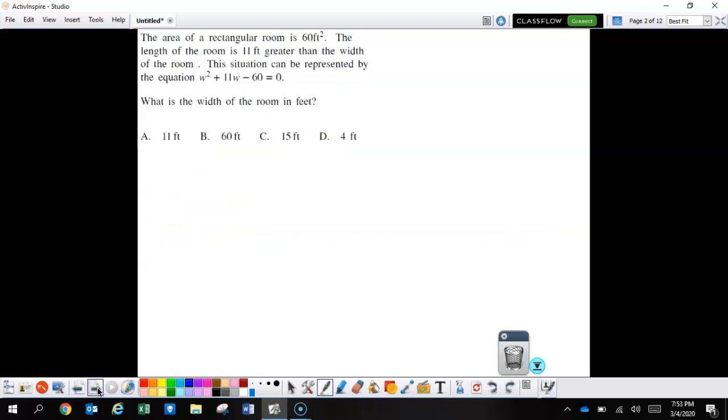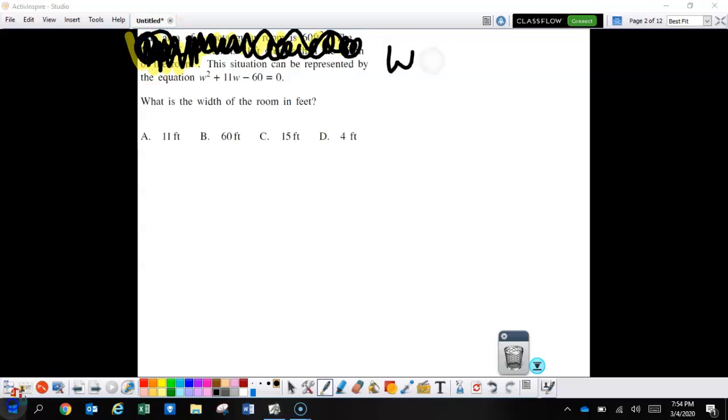Number two, the area of a rectangular room is 60 feet. The length of the room is 11 feet greater than the width of the room. This situation can be represented by the equation w squared plus 11w minus 60 equals 0. So all this information was useless because they give me the equation anyways. The only thing that's important is the situation can be represented by the equation w squared plus 11w minus 60.